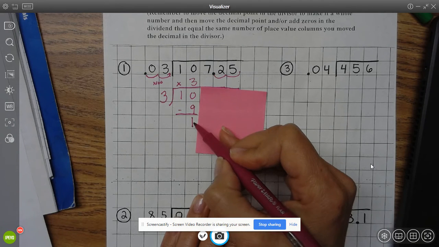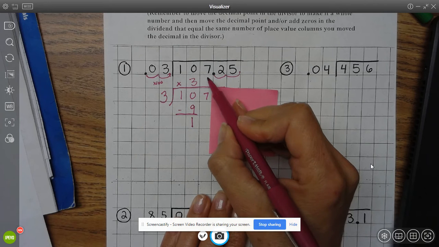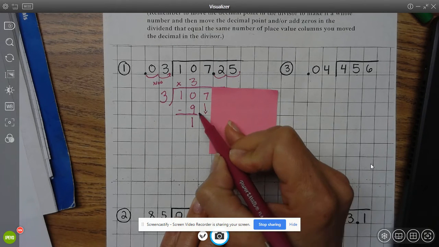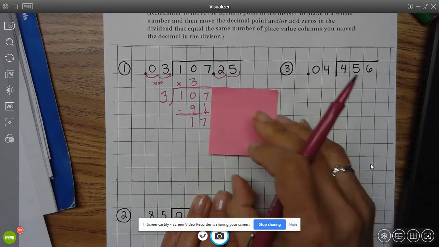I'm going to do a check. 1 is less than 3. And then I'm going to bring down my 7. Right? And then I divide again. 3 goes into 17 and then continue on.